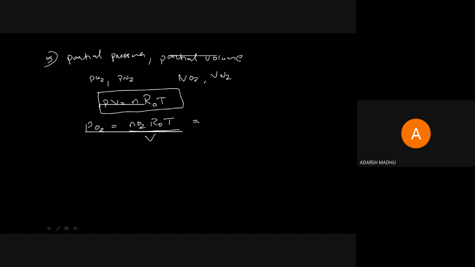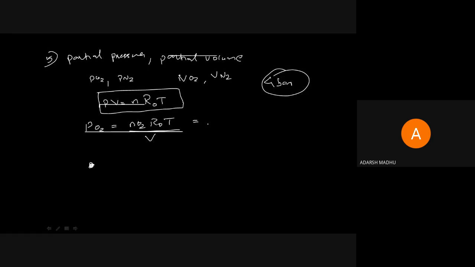Same method we can use to find the value of PN2. First you can find out the PO2. We know the total pressure value is 4 bar. So we can subtract this value from 4 to find the pressure of nitrogen, by Dalton's law of partial pressure.